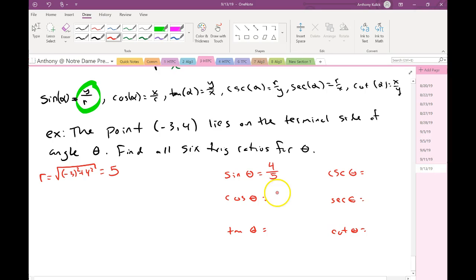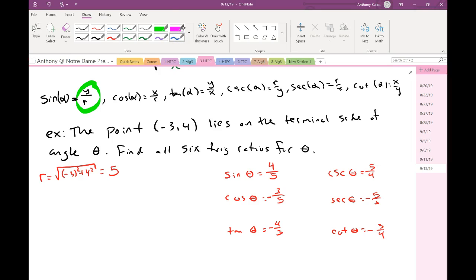So cosine would be what? Negative 3 over 5. Tangent would be negative 4/3. Cosecant is just the reciprocal of sine. Secant is just the reciprocal of cosine. And cotangent is just the reciprocal of tangent.